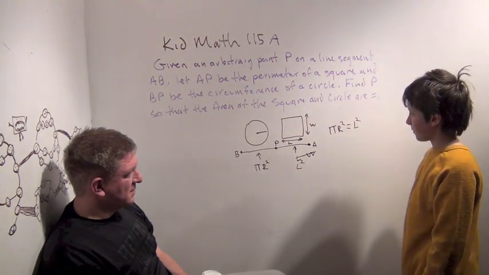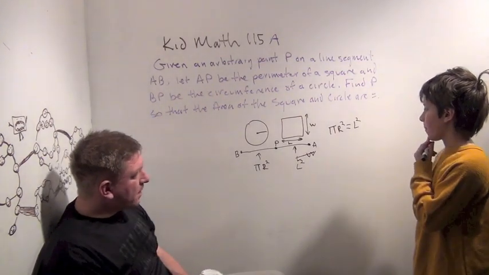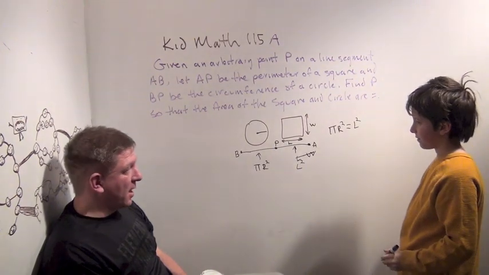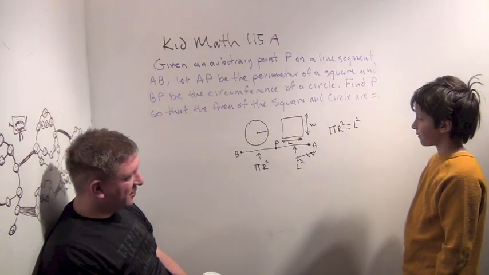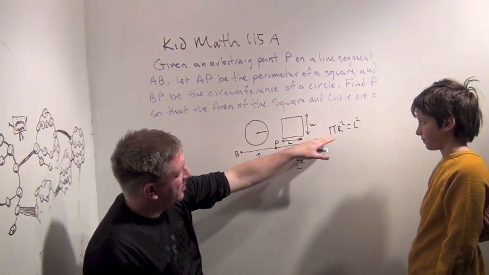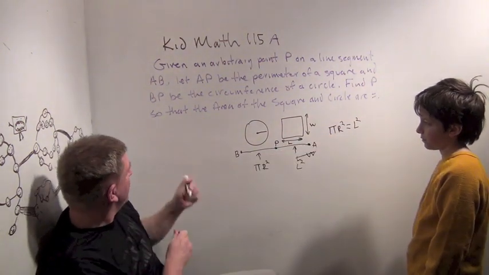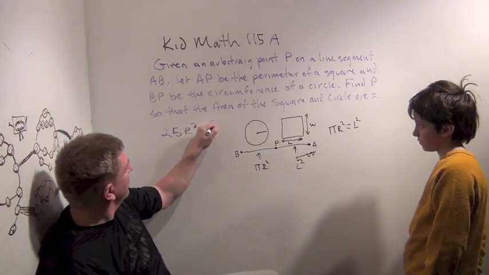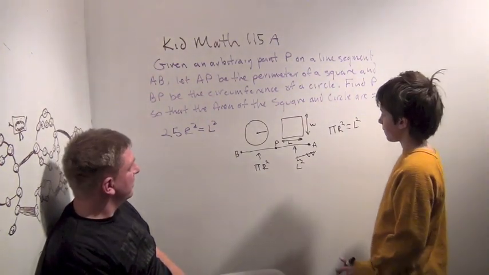Now what are you going to do? Well, I would like to get rid of this pi. It's going to be tough, because then you have an L squared over pi. But pi's just a number, right? This is a good thing to talk about. What if this equation instead said 25 r squared equals L squared? What would you do now, instead of pi times r squared equals L squared?